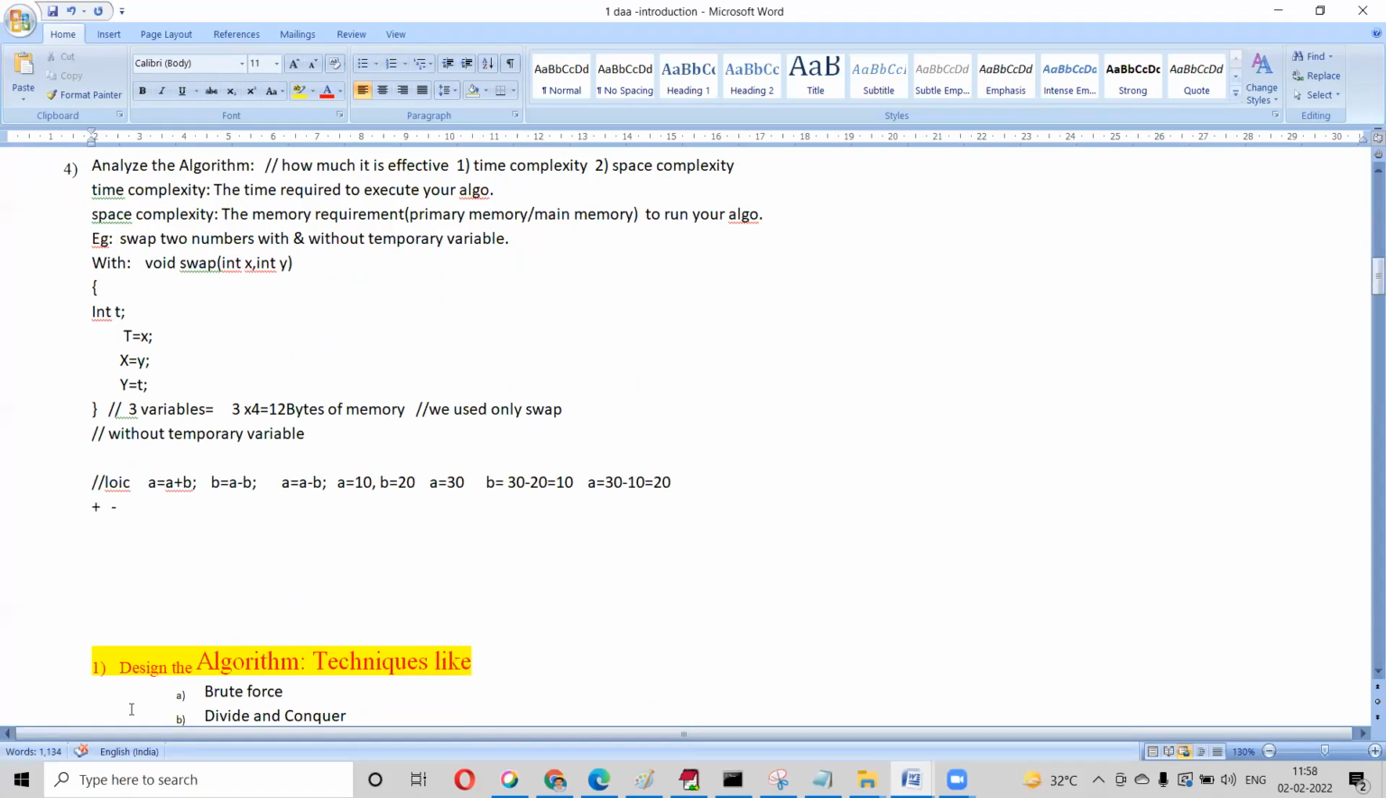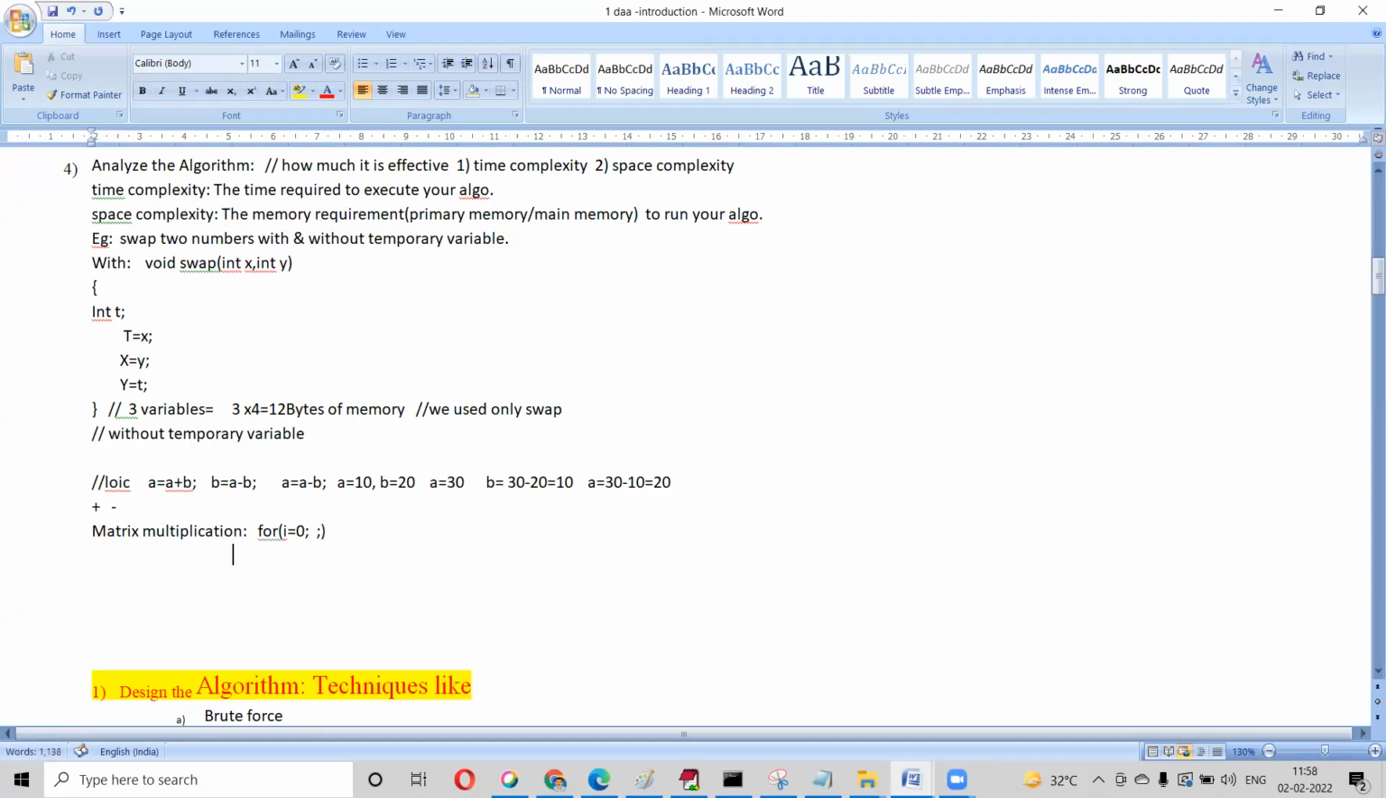Similarly, if you go for matrix multiplication logic, I think this is very simple logic, matrix multiplication with for loops. This is the I loop, I is equal to 0, for loop. Next, this is the J loop, J is equal to 0, with some condition.